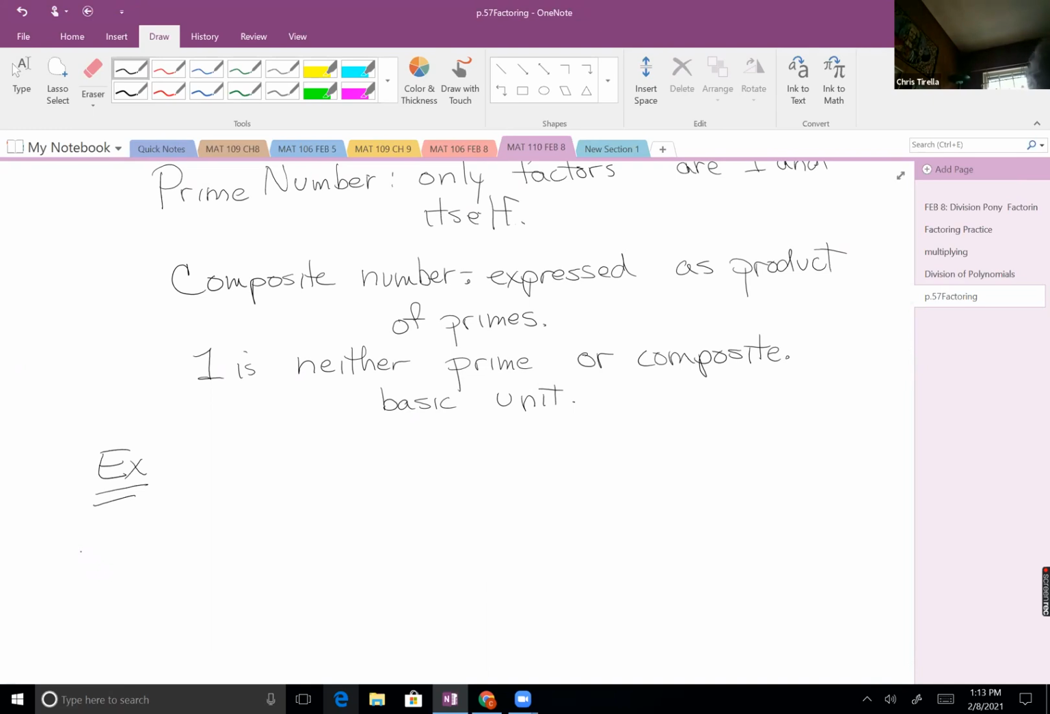So, for example, if I have something like, let's say 24. Would 24 be prime or composite? Is everybody all right? 24 would be a composite number.